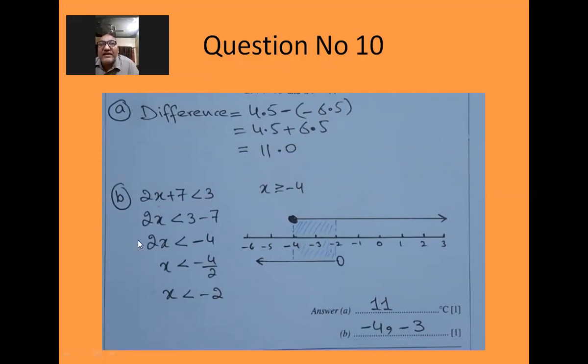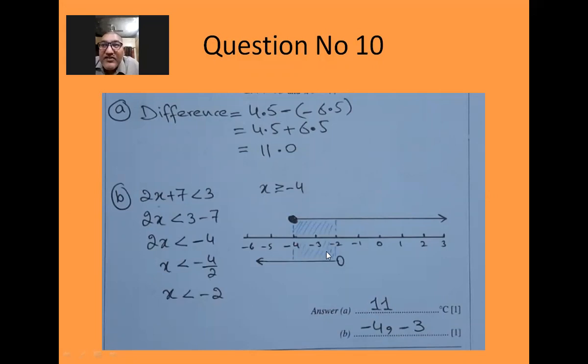So 2x plus 7 less than 3. This 7 will go to the other side. So you will have 2x less than 3 minus 7. So you will have 2x less than minus 4. So you will have x less than minus 4 by 2. So x is less than minus 2. The second inequality given is x is greater than or equal to minus 4.